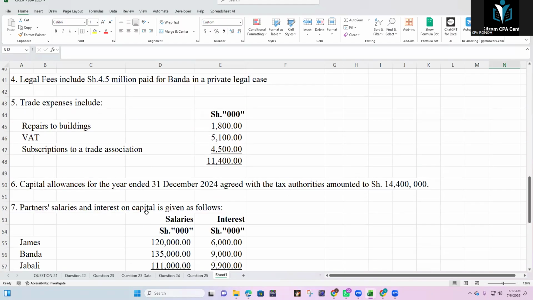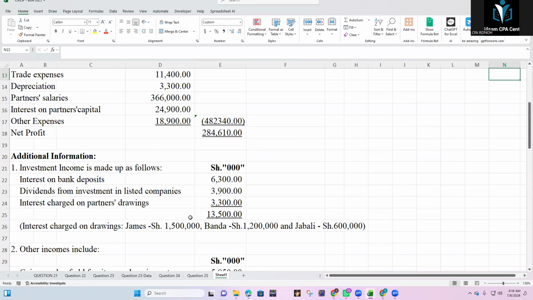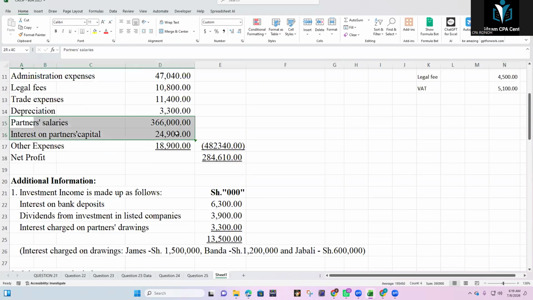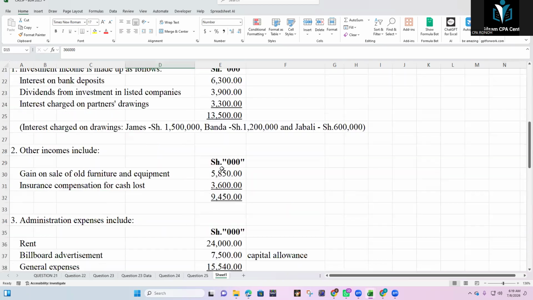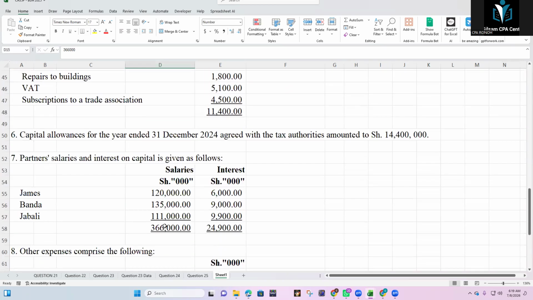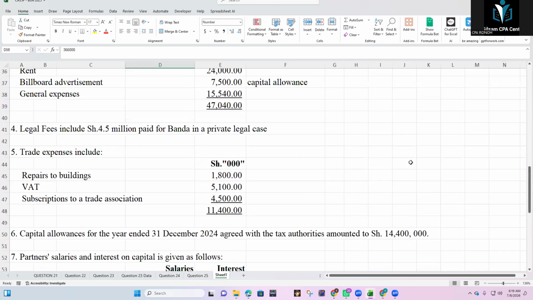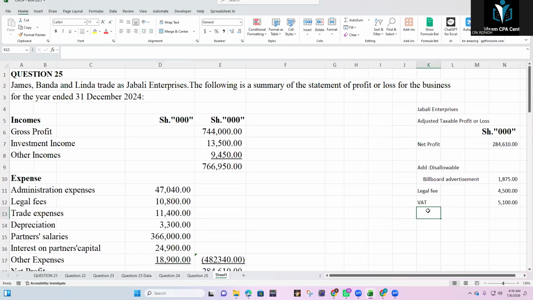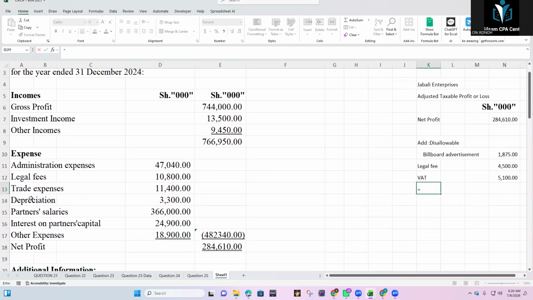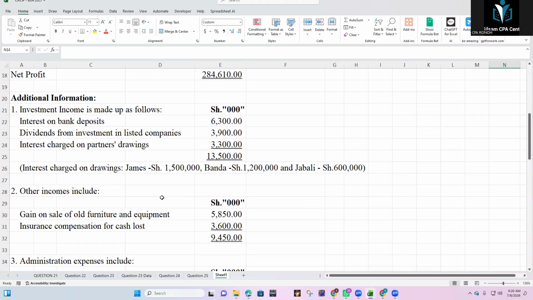Now, partner salaries. Have they subtracted the partner salaries here? Yes, the partner salaries of 366. Is it the same with what we have here? Yes, it is the same. So we disallow the entire partners' salaries. We disallow the entire amount of 366.